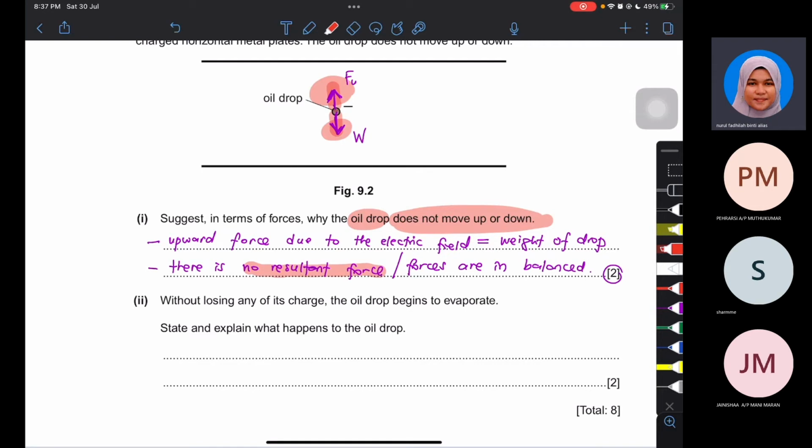That's the same. Okay, number 2: without losing any of its charge, the oil drop begins to evaporate. Can you imagine? The question is tough. So it evaporates, maybe only a little is left and the rest has evaporated. State and explain what happens to the oil drop. So when it has evaporated a bit, what happens?